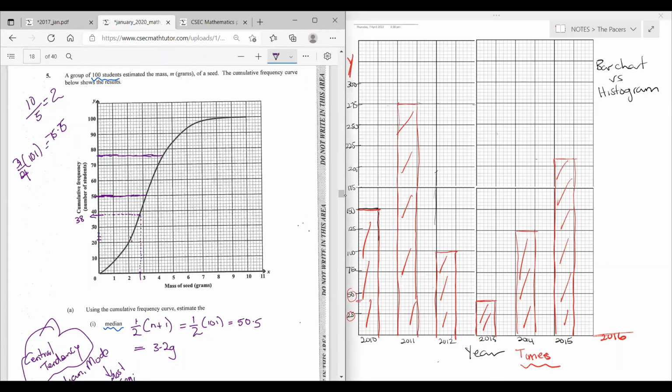If it was 2.8 or more, what will you do with these numbers here?